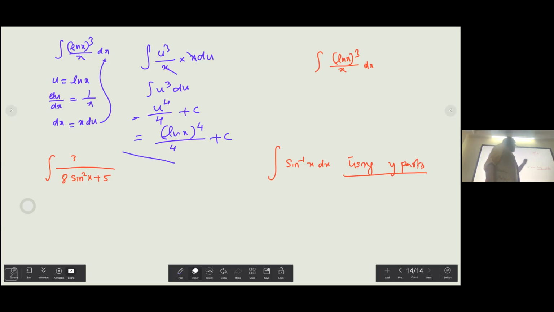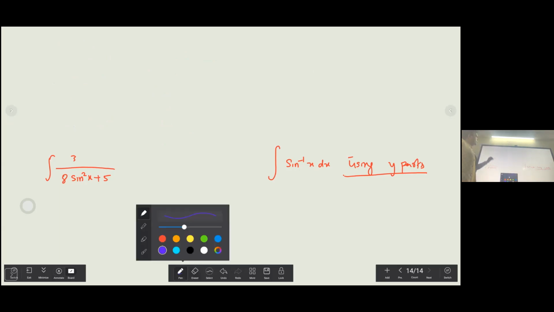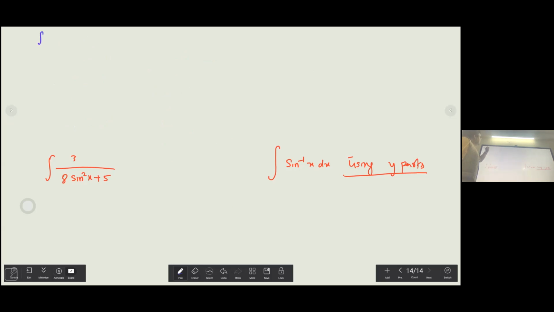The next question is, you have to integrate sine inverse of x using integration by parts. When you're integrating by parts, it's worth recollecting the formula. Integration by parts is generally done when you have a product of two functions, and the formula is integral of u v dash dx can be written as u v minus integral of v u dash dx. This is the formula for integration by parts. Integration of u v dash is u v minus integration of v u dash.